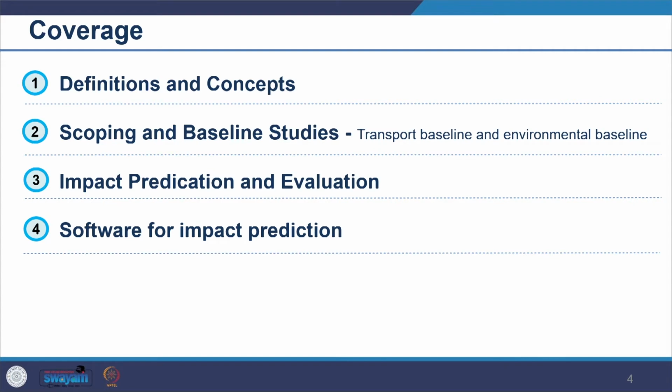And then we'll be looking at what kind of things we undertake during scoping and baseline study pertaining to transportation baseline, as well as when we undertake environmental baseline. Further, we'll look at related impact prediction and evaluations, what kind of impact a transportation project has, and how we undertake prediction and evaluation. Then we'll look at the associated software which are available for the purpose of impact prediction. So we'll not get into the details of this software or how we perform that, but we'll just look at what all things are available to us. So that would be the coverage.